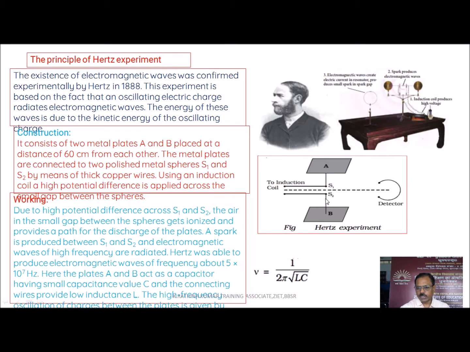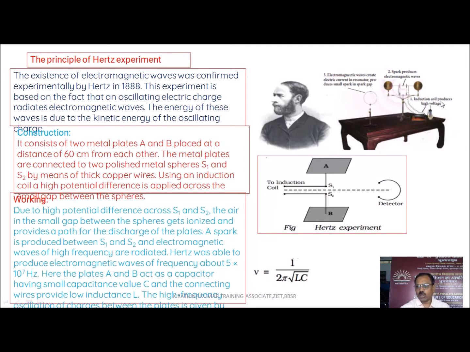When it gets charged, the charge will come over here in between S1 and S2, and that will get ionized and make a spark, and that will move away. So here is the detector. If the wave comes from the S1 S2 gap, then it will be detected at the point of the detector. Here also it will get a spark. Then we can identify that electromagnetic waves are produced. And this is the setup made by Hertz.